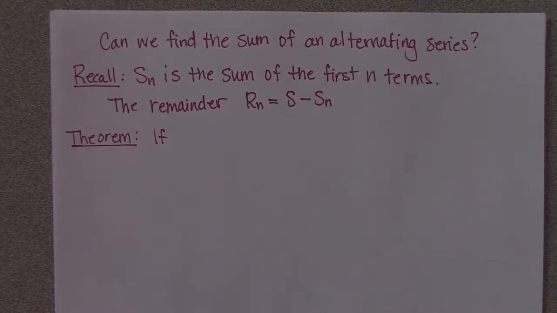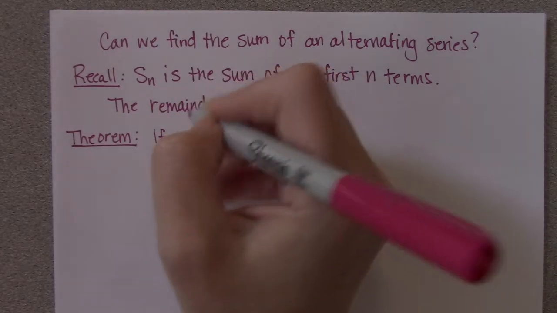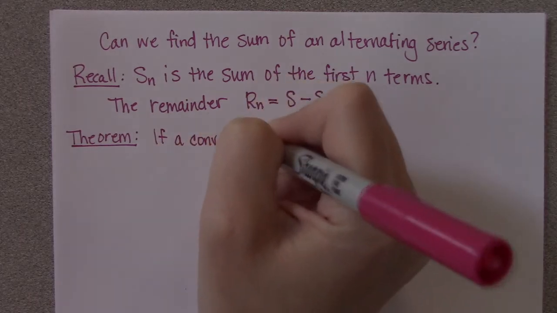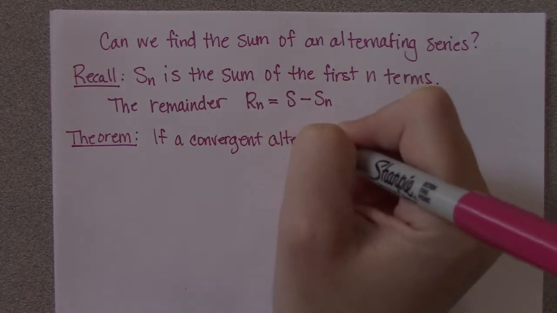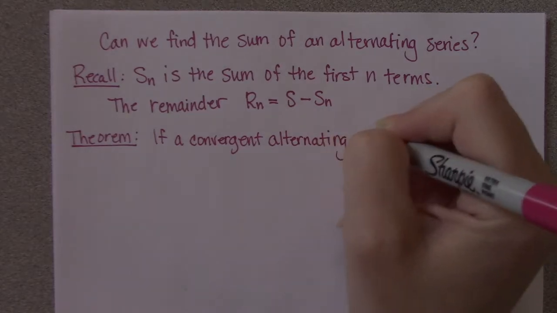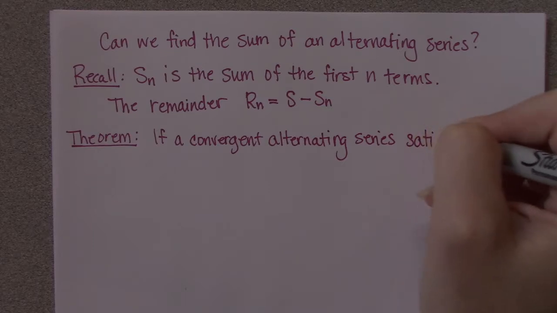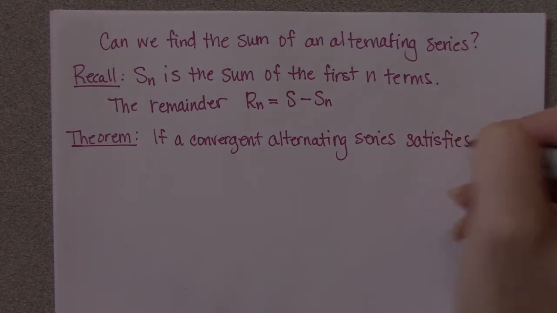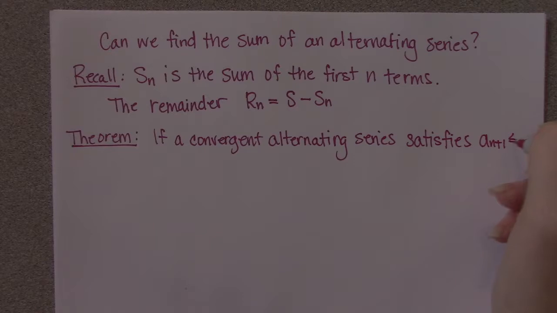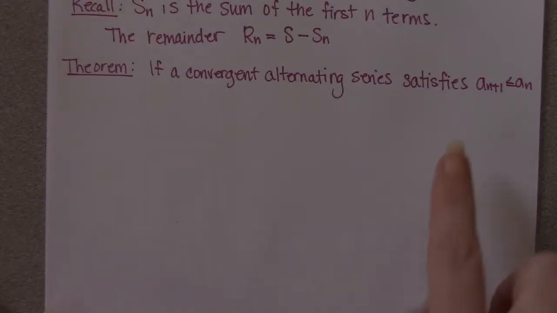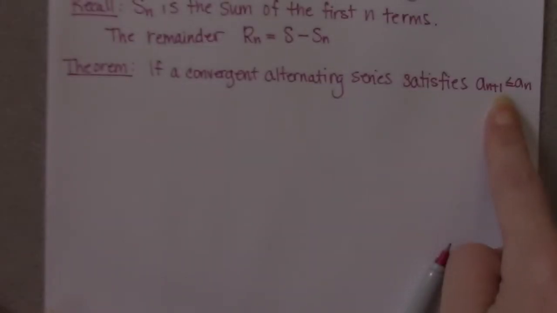So first the series has to converge, because if it doesn't converge, the sum doesn't exist, or the sum's infinity. So first we have to have a convergent alternating series. And that means in order for it to pass the alternating series test, the terms had to be decreasing, right, once we took rid of the negative stuff.